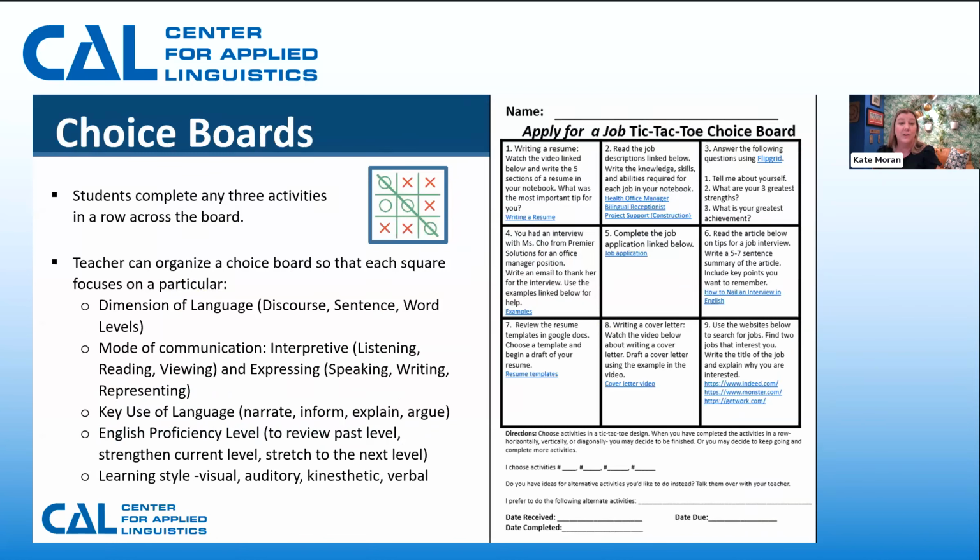Choice boards provide students with the power to choose how to learn a particular subject or concept and develop language simultaneously. They encourage students to be responsible, accountable, and independent in their learning. And they also allow students to work on activities at their own pace and build upon earlier linguistic knowledge.